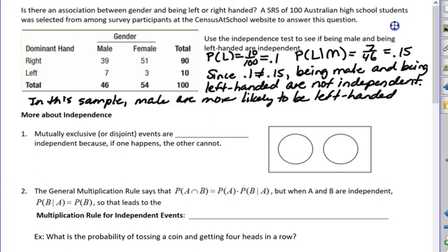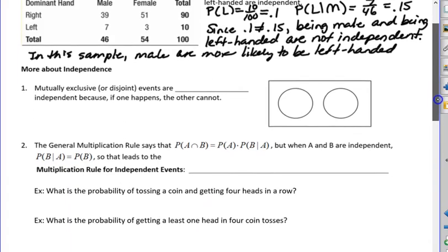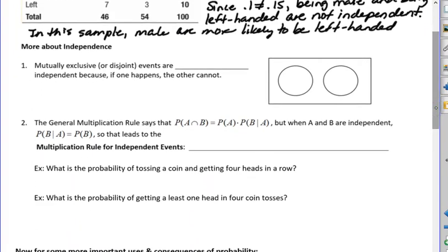Now a little bit more summarizing independence. We talked about the pregnant versus the male. So let's say this is male and this is being pregnant. Let's assume for the sake of argument that we have a group of people and 50% of them are male and 2% of them are pregnant, which means the other 48% are not male and not pregnant. They're females who are not pregnant.